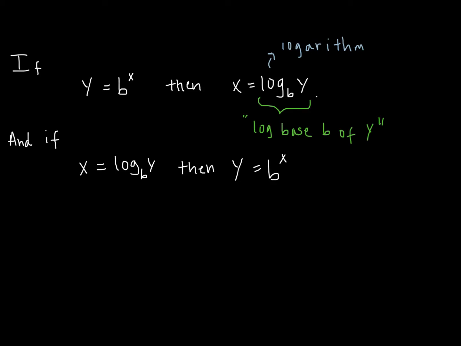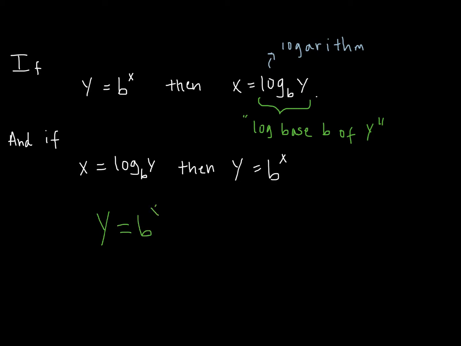And notice that I can go either way, right? If I have an exponential equation, I can write it as a logarithmic equation. And if I have a logarithmic equation, I can write it as an exponential equation. So the quick way to write this is just to say you can go either way.